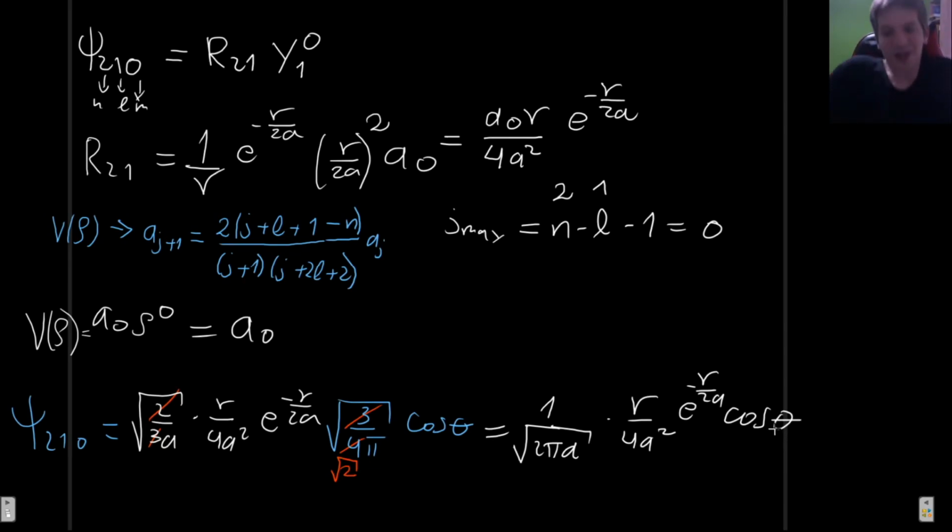Okay, so there we go. This is the wave function for psi210, and we can see that it's going to have the same energy as psi200, because the energy does not depend on L and M, which is actually quite interesting. We don't know much about L and M just yet. We will see more about that when we are working with angular momentum.